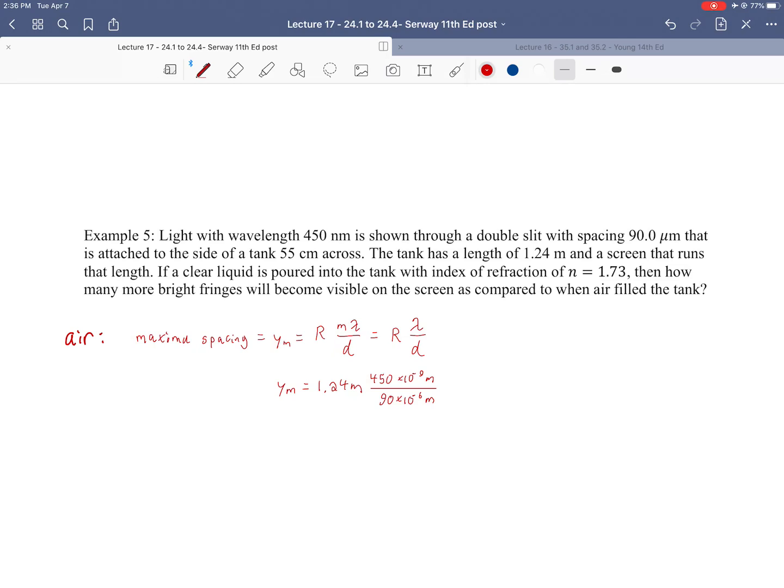That gives us a spacing of 1.24 times 450 times 10 to the negative 9 divided by 90 times 10 to the negative 6. So basically 6.2 millimeters, or 6.2 times 10 to the negative 3 meters. That's how close the bright spots are to each other. They're actually quite densely packed, only 6 millimeters apart, about half a centimeter. They would appear like a band of tightly packed bright spots. It'd still be visible to the naked eye, but closely spaced.